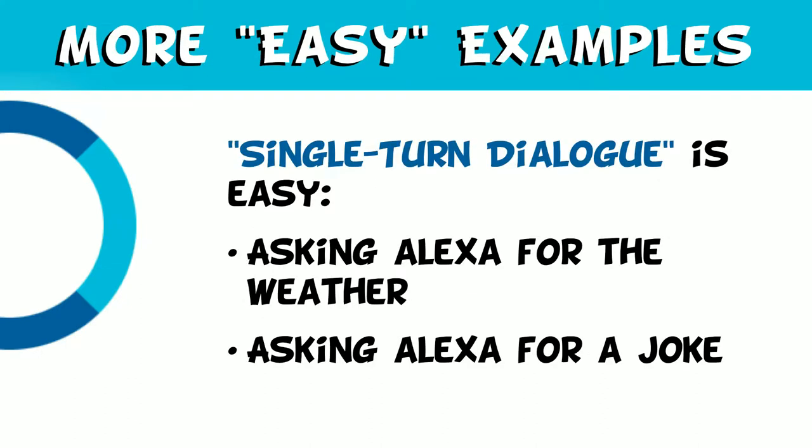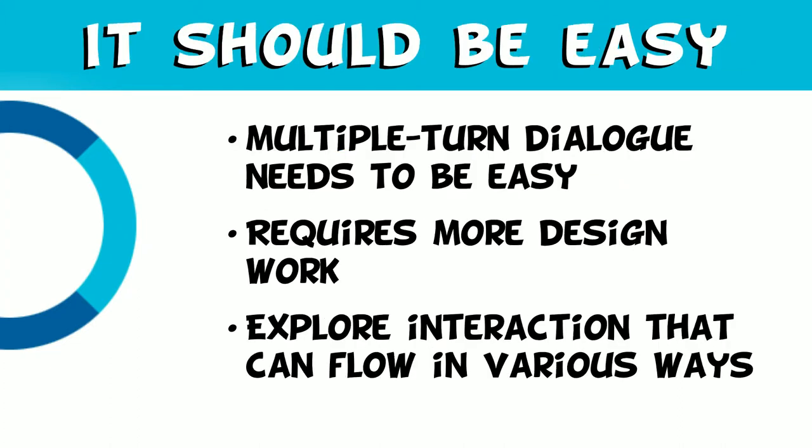So more easy examples. What we're going to term as single-turn dialogue is easy. So you're asking Alexa for the weather, and she tells you what the weather is. Or asking Alexa for a joke, and she tells you a joke, and you laugh, and the interaction is over. So there's no further interaction. But multiple-turn dialogue, like if you're creating a game or some kind of interactive model where you need to ask for information multiple steps along the way, it still needs to be easy.